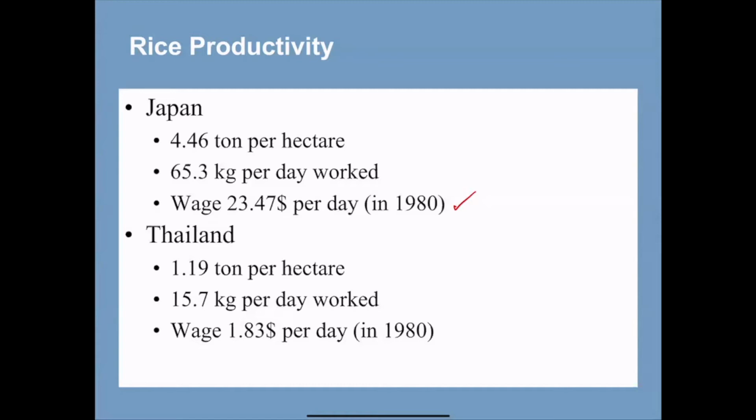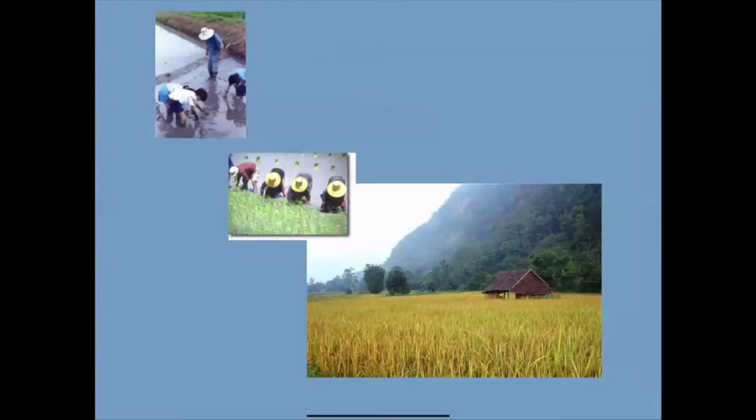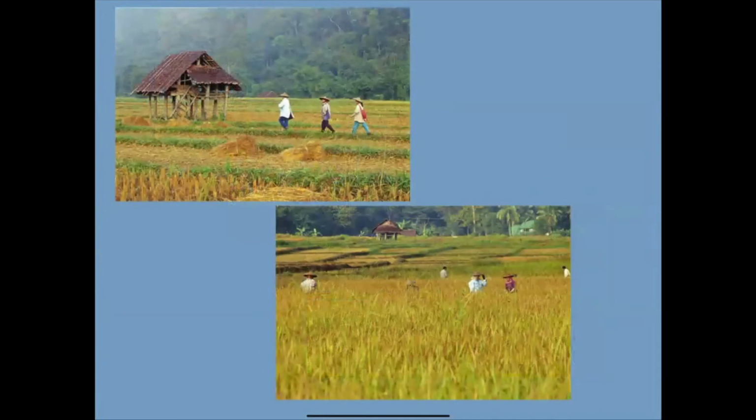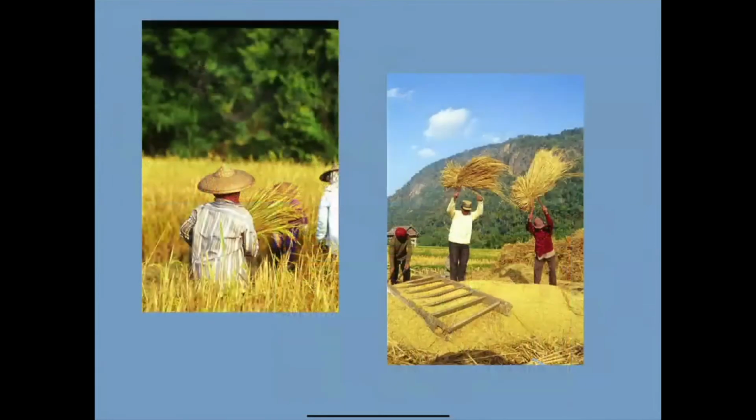Since in Thailand the wage is quite low, production can use more labor than in Japan, right? So this is the picture of the Thai farmer in 1980. You can see that because we have very low labor costs, this is the way they grow rice. You can rarely see any tractor in the process, right? No equipment, even when they harvest the rice.